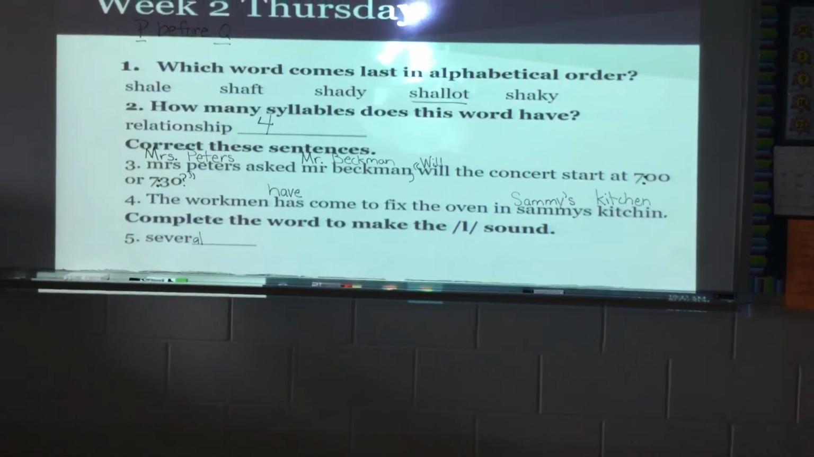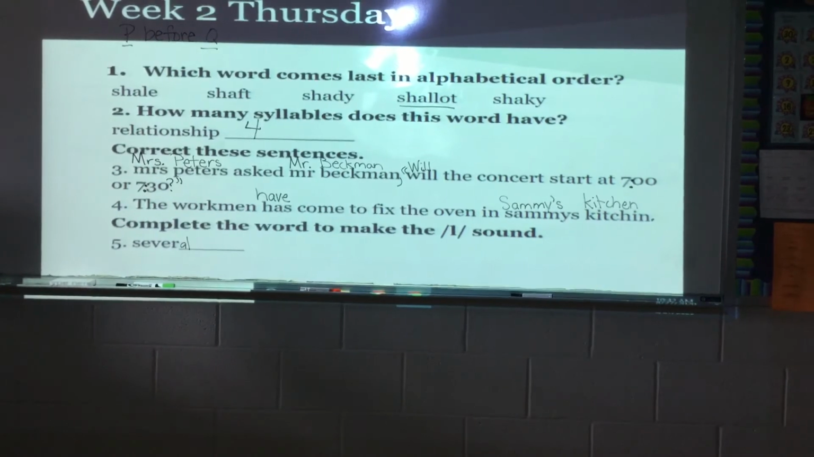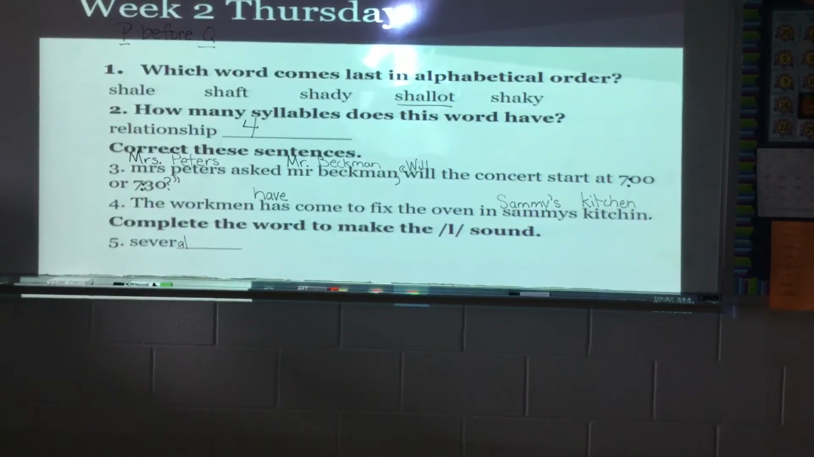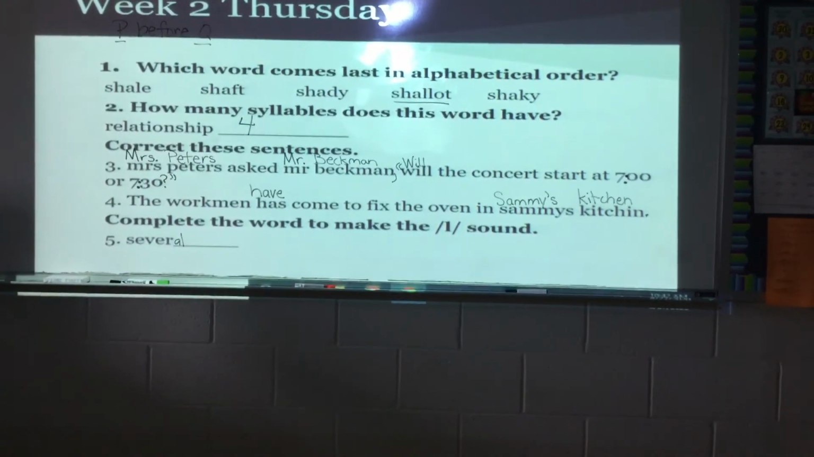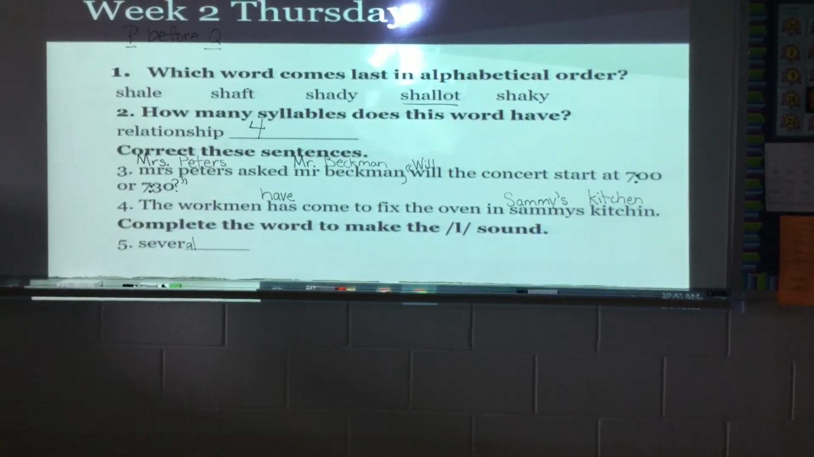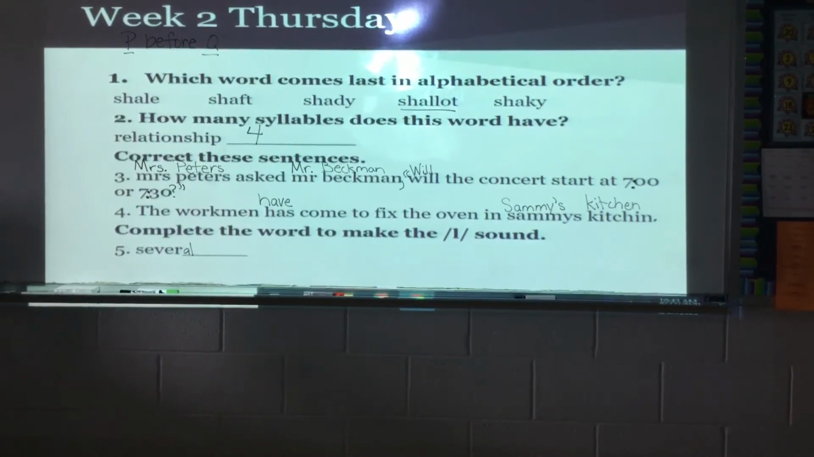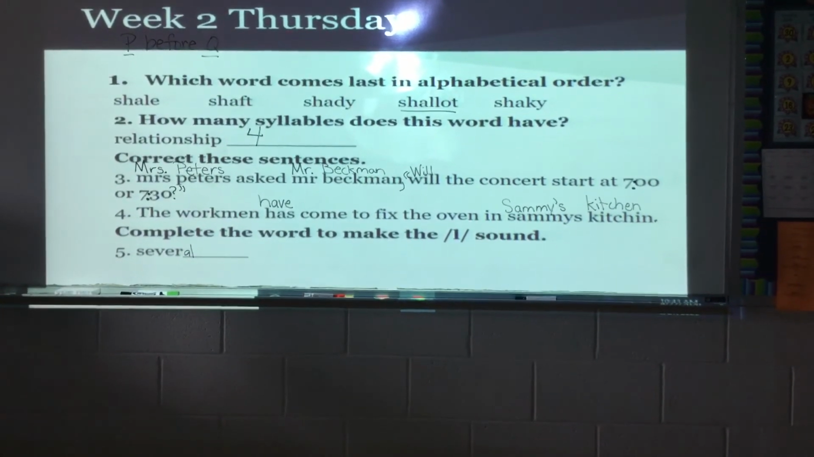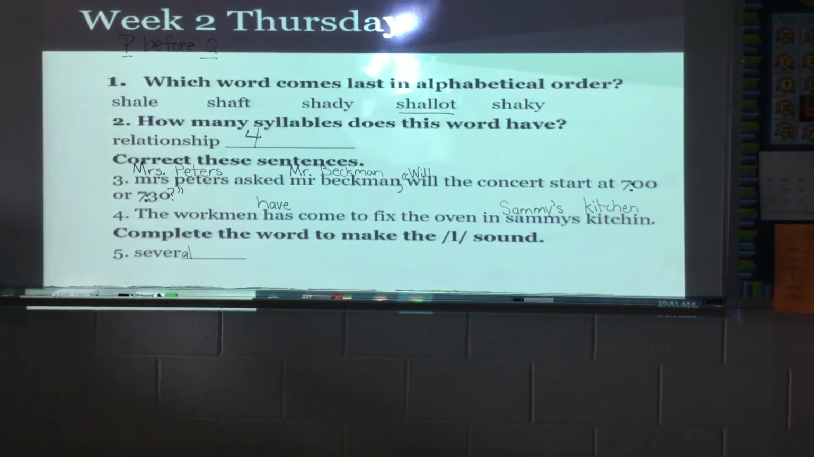Number 4, the original sentence reads, the workman has come to fix the oven in Sammy's kitchen. So to fix this, we have to start off with fixing the verb, because workmen, our subject, is plural. There's more than one workman. There's more, so it's plural. Therefore, our verb also has to be plural. Now, we'll get into some more lessons later on, but subject-verb agreement is very important in sentences. So it's workmen have. Now, if you had left workmen or turned workmen into workman, then you could have left has. So it's either the workmen have or the workman has.